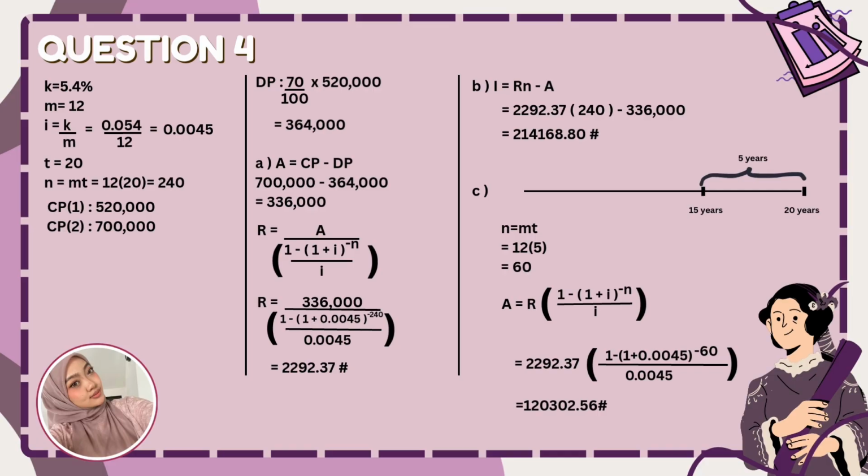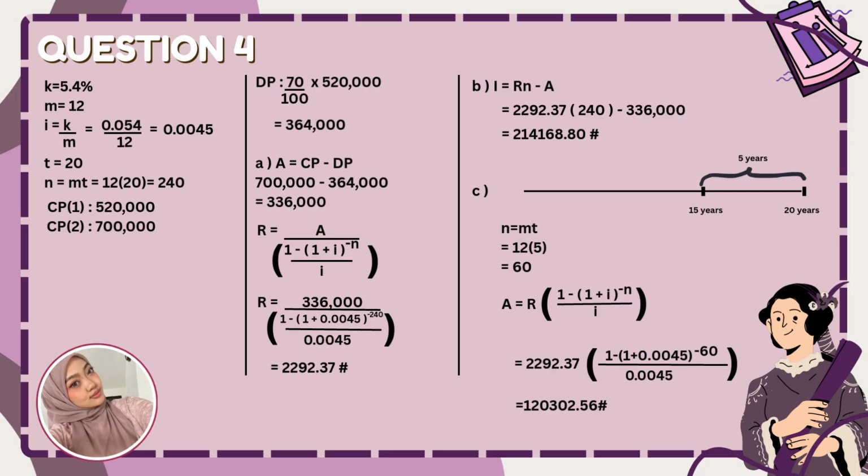Next, for question B, to find the interest earned, I multiply the monthly repayment, which is R, by the total number of payments, which is the term of the annuity, then subtract the original loan, which is the present value of the annuity, A. The result is 214,168 ringgit and 80 cents.